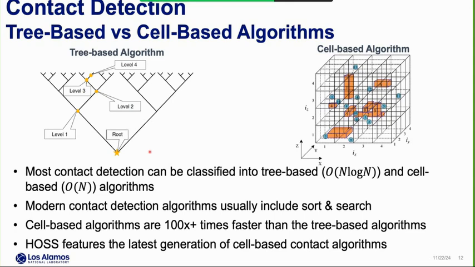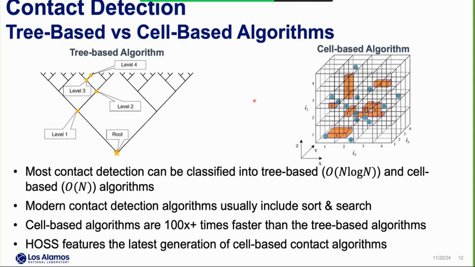Most of the contact detection algorithms can be classified into 2 bigger groups. One group is tree-based algorithms, another group is the cell-based algorithms. As demonstrated in those 2 pictures, for the tree-based algorithms, we construct a special tree data structure for sort and search. And for the cell-based algorithm, we first divide the computation domain into background bins, and then we conduct a sort and a search on top of that background bins.